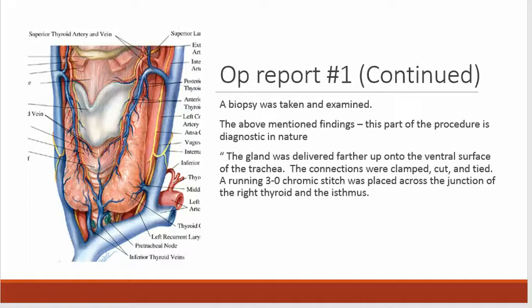And it states that the gland was delivered further up onto the ventral surface of the trachea. The connections were clamped, cut, and tied. A running 3.0 chromic stitch was placed across the junction of the right thyroid and the isthmus. So this patient's left thyroid gland was removed, and anatomically, when the surgeon is looking down at the patient, it would be the right side to the surgeon. So if we're looking down onto the patient, this is the gland that they removed. He's talking about tying off this area at the bottom here. So they're just removing one side of the patient's thyroid.